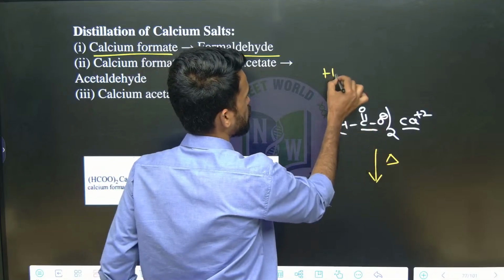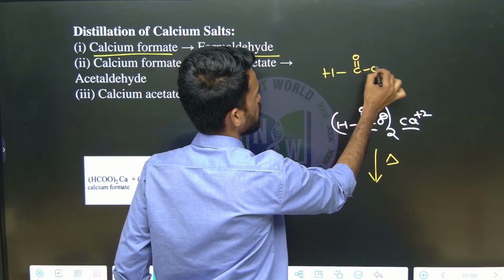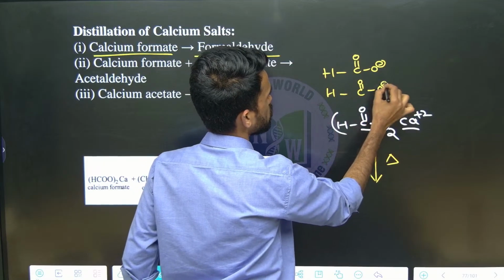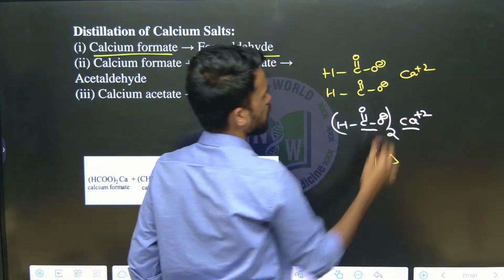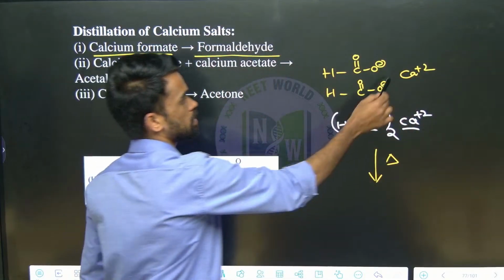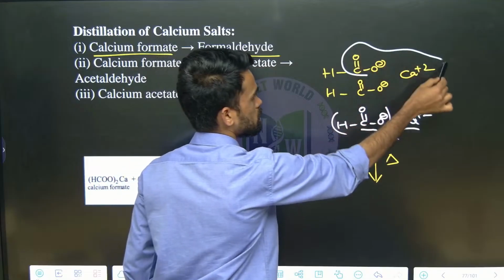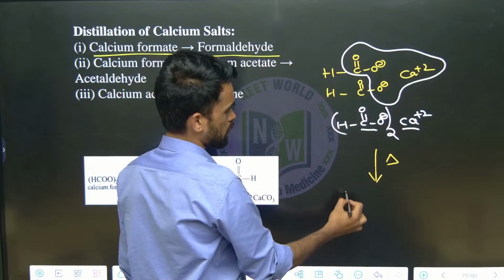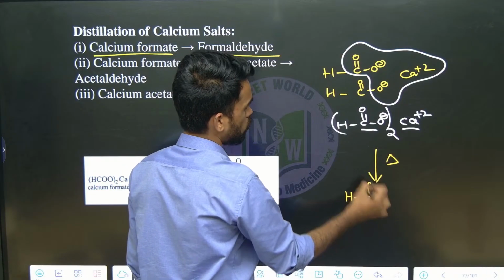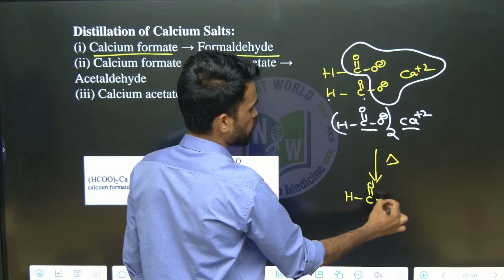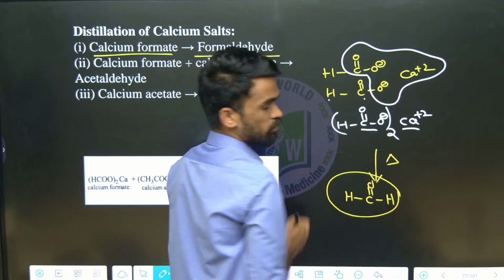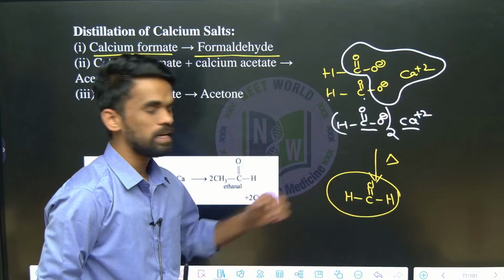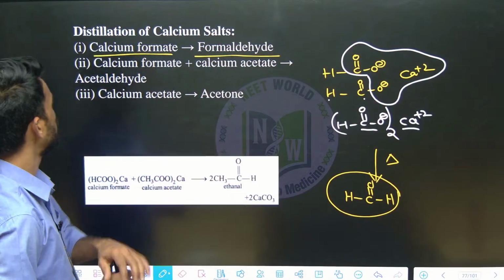So just write them separately: COO minus, HCOO minus, and Ca plus 2. Now see here, upon heating, this calcium carbonate, CaCO3, is removed. Now what is the remaining part, tell me? HCOH. So formaldehyde is produced. When you heat calcium formate, what are we going to get? Formaldehyde will be the product, okay. This is the distillation product, okay.